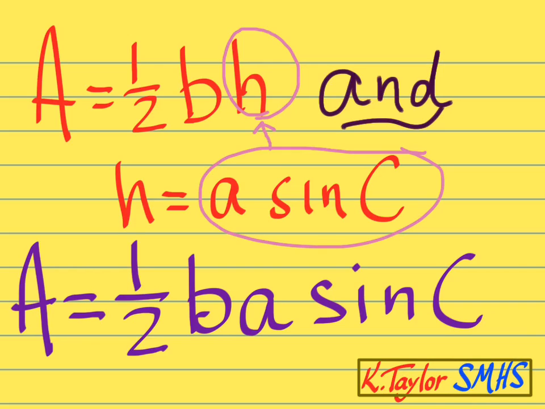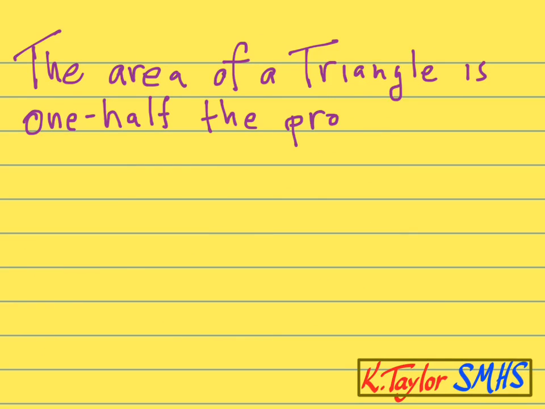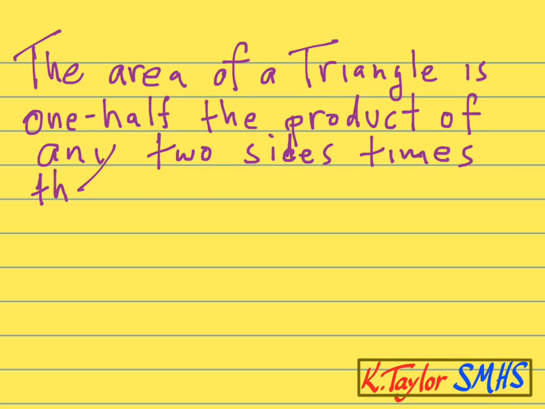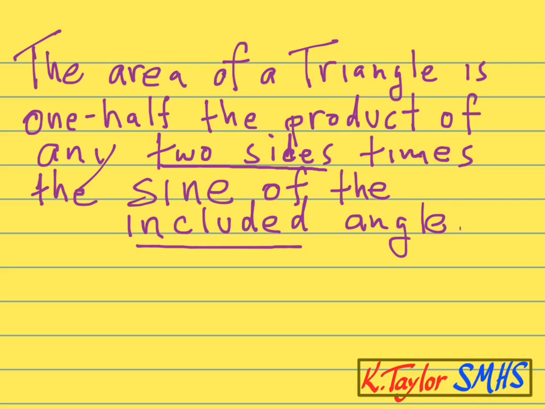Now I've used those two sides, A and B, and angle C, but it doesn't really matter. I could have constructed it for the other two sides of the triangle and other angles. So here's a generic way of describing this side angle side area formula. You could say that the area of any triangle is 1/2 of the product of any two sides times the sine of the angle that's in between those two sides, or we call that the included angle.